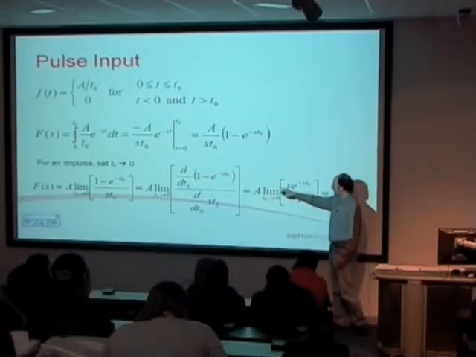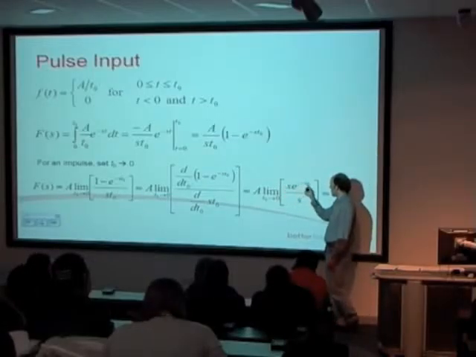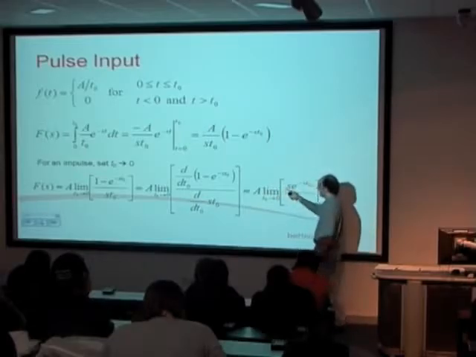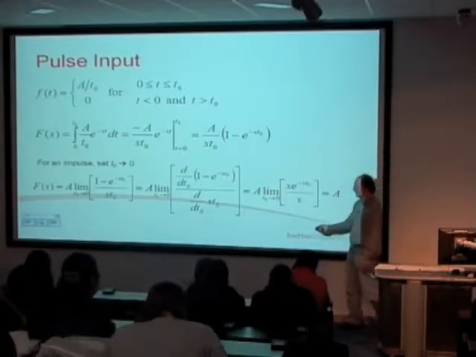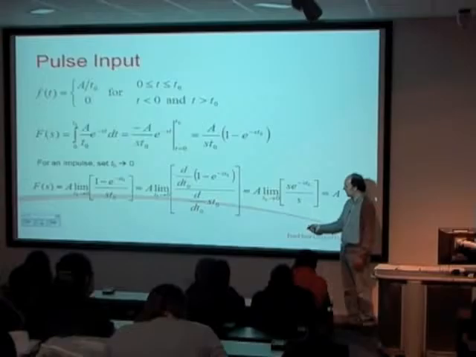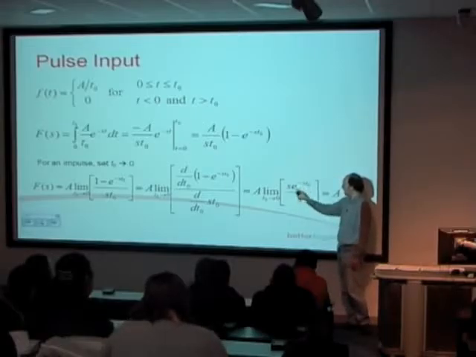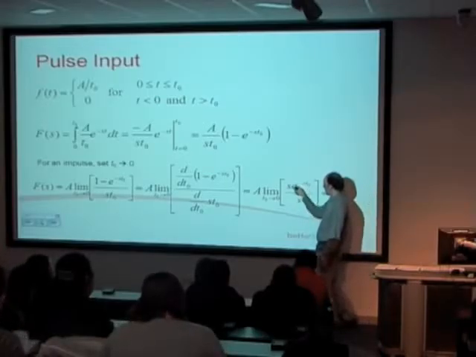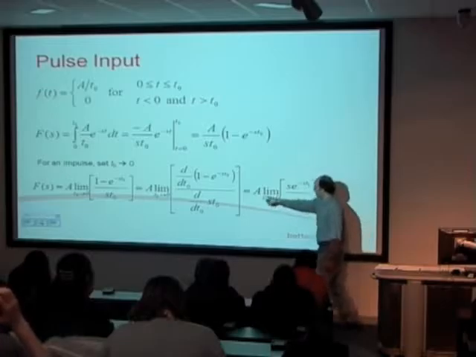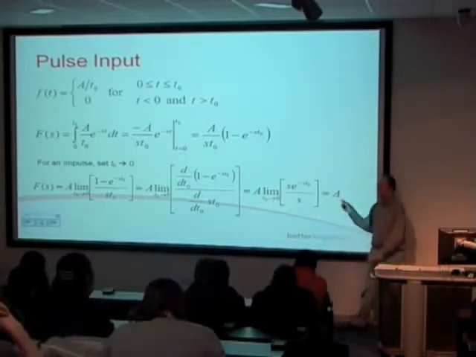So we get minus s e to the minus st, and obviously a minus is a plus. And then on the bottom, the derivative of this with respect to t is going to be just s. The s's cancel, and so we've got the limit as t goes to 0 of e to the minus st. If we stick 0 in here, then obviously that term turns into 1, and so you just have a multiplied by 1, which is a.